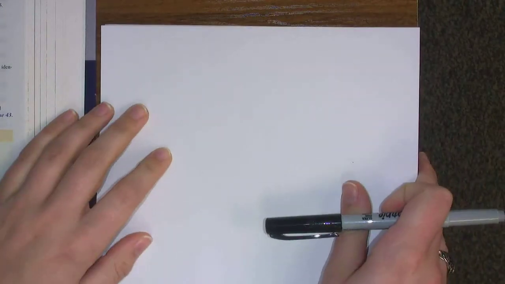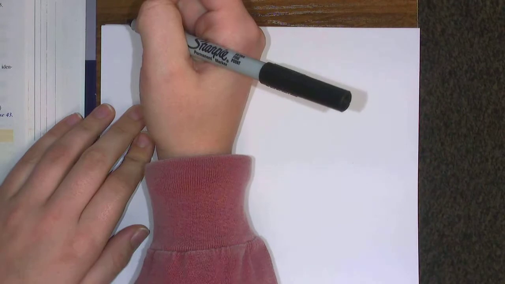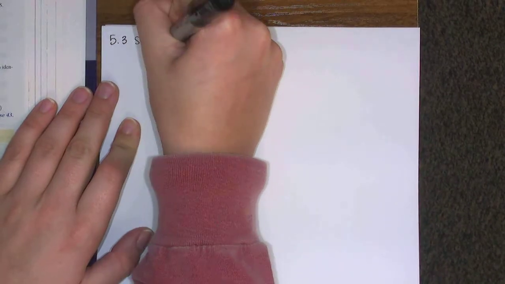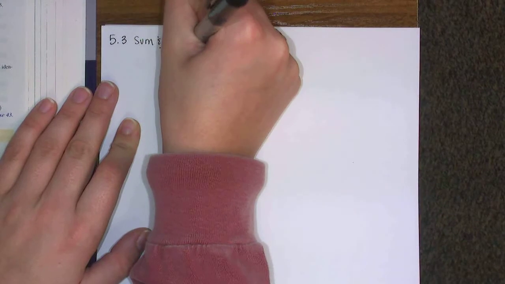So we are in 5.3, which is the sum and difference identities. So we got a lot of identities in 5.1. We use them to prove stuff in 5.2, and now in 5.3 we have a couple more identities. So 5.3, sum and difference identities.